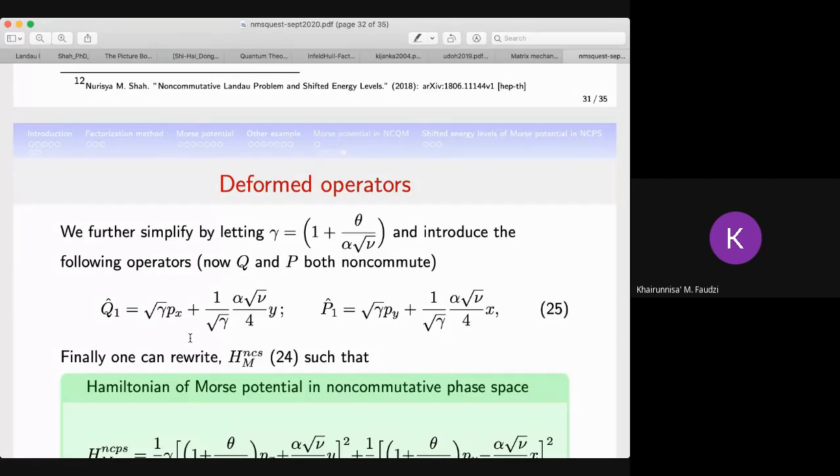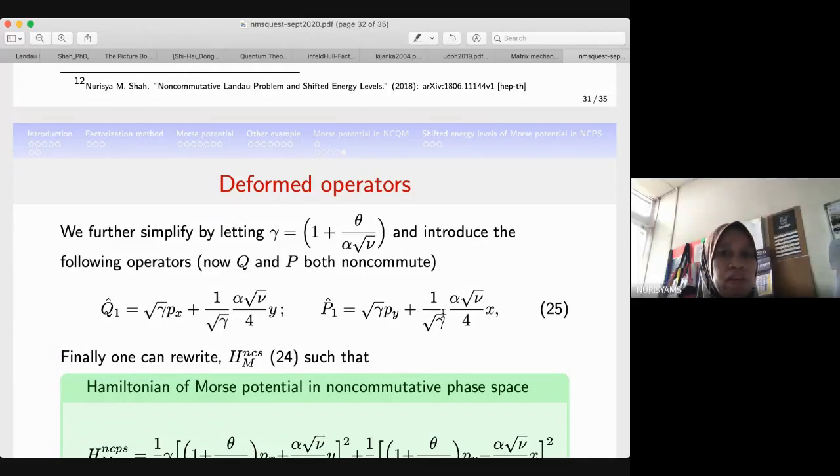P1 should start from Px and then be followed by Py. Yeah, it's the other way. You know the terms are different. They are always combinations of Px and Py or X and Y.